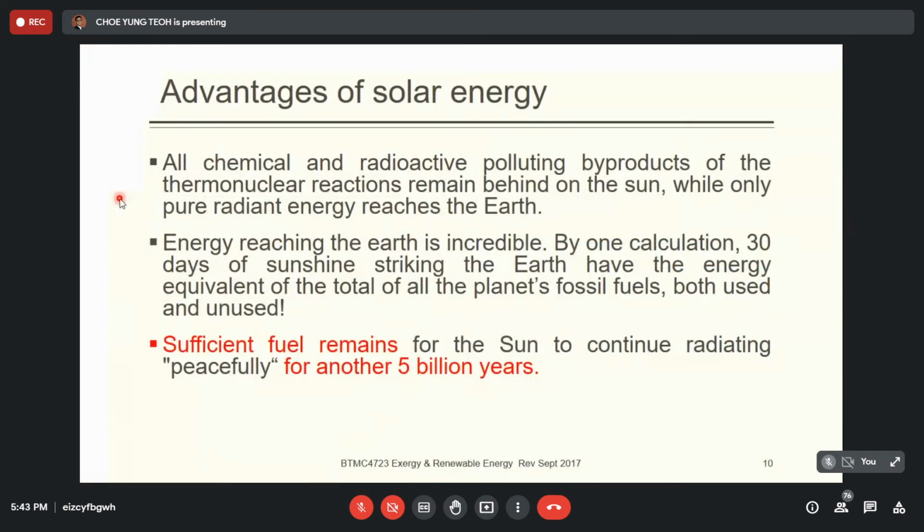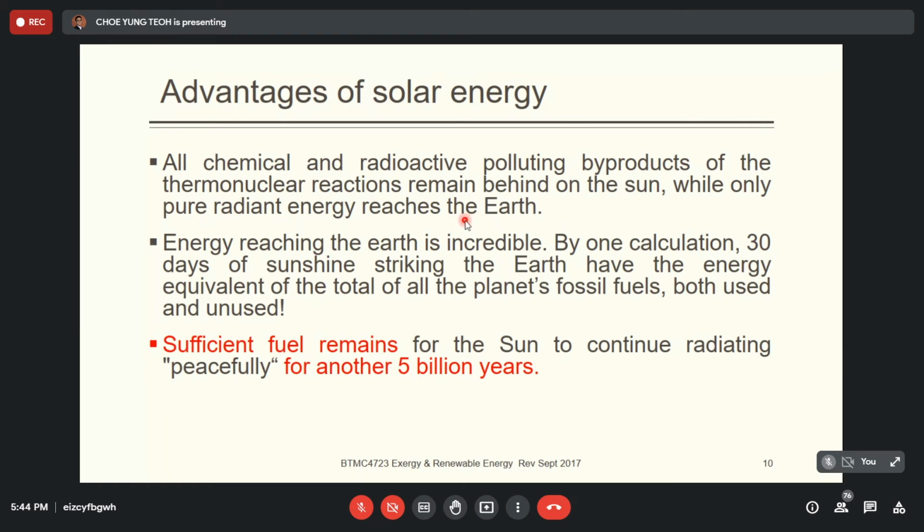So, the advantages of solar energy. All chemical and radioactive polluting byproducts of the thermonuclear reaction remain high on the sun, while only pure radiant energy reaches the Earth. Actually, thermonuclear fusion produces very high pollution, like a nuclear fusion; it is very, very dangerous and toxic. But we don't care, because it just happens in the sun and is not radiated to the Earth. Whatever we receive is pure and green energy from the sun. So this is a good thing about solar energy.